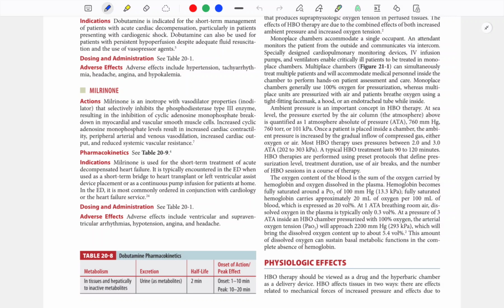What are the pharmacokinetics? Dobutamine is metabolized hepatically, excreted in urine, half-life is 2 minutes. In milrinone, its half-life is very high, 2.3 to 2.4 hours, and duration of action is 5 to 15 minutes. Onset is 5 to 15 minutes, half-life is 2.4 hours.